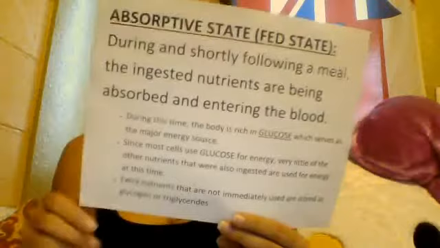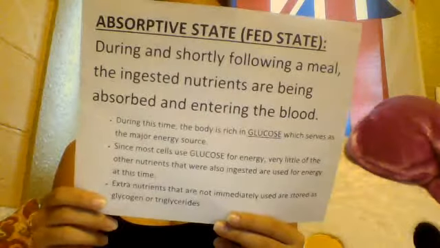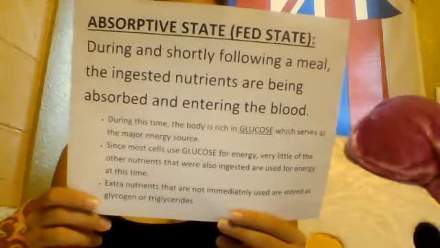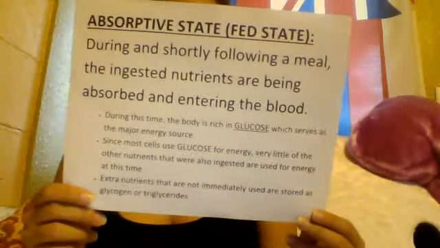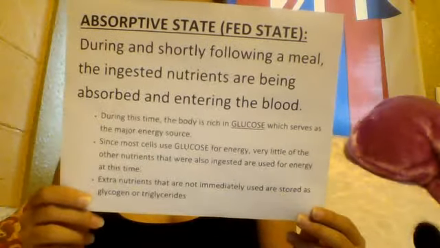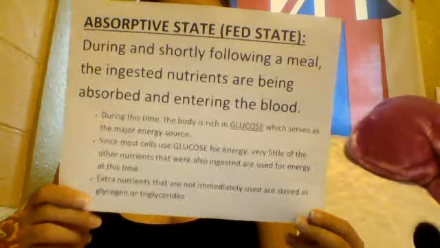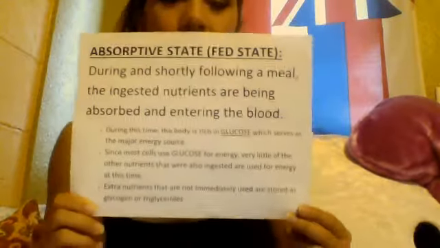And since most of the cells use glucose for energy, very little of the other nutrients that were also ingested are being used for energy at this time. Extra nutrients that are not being immediately used can be stored as glycogen and/or triglycerides.